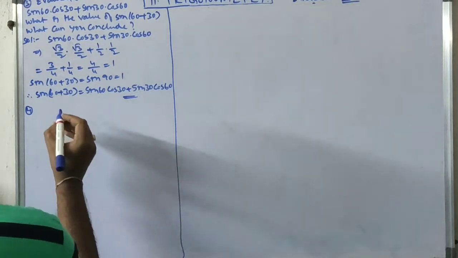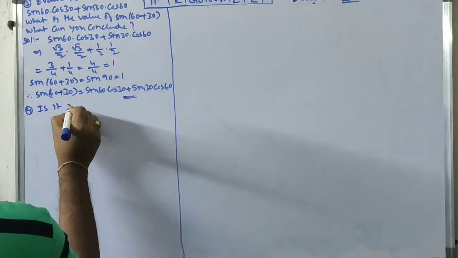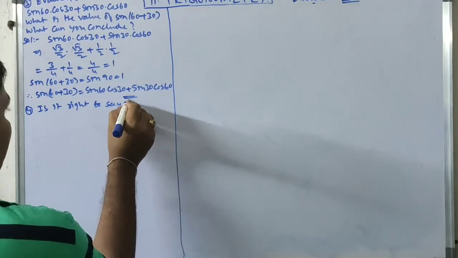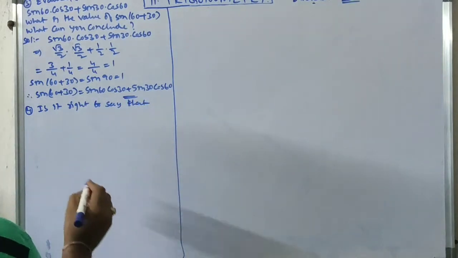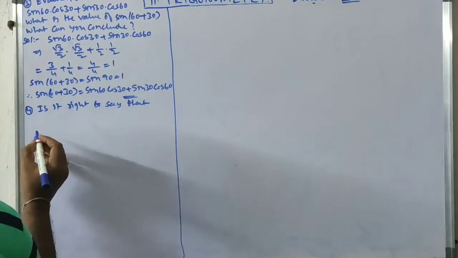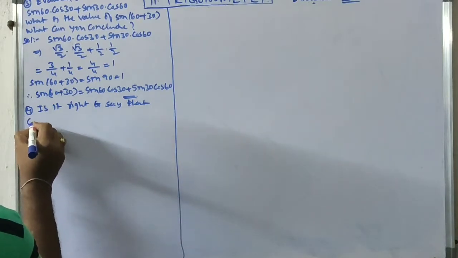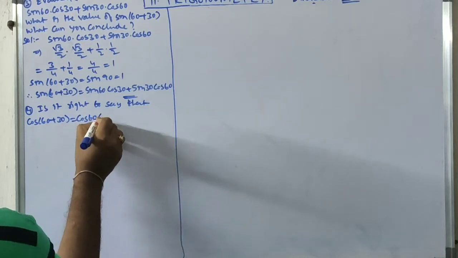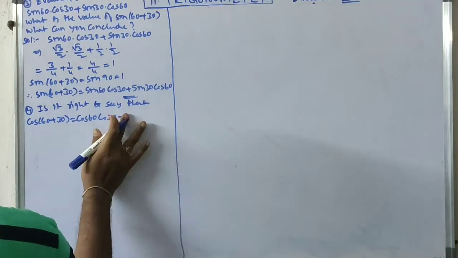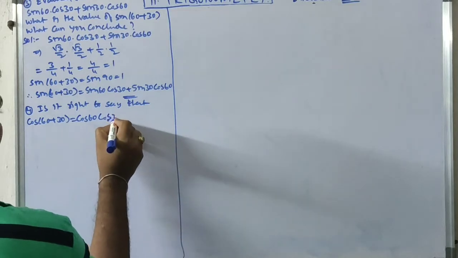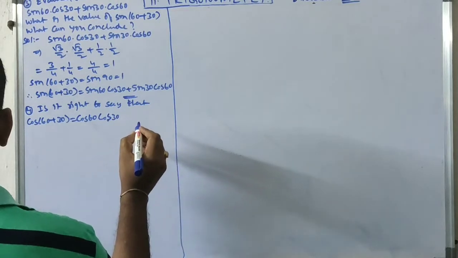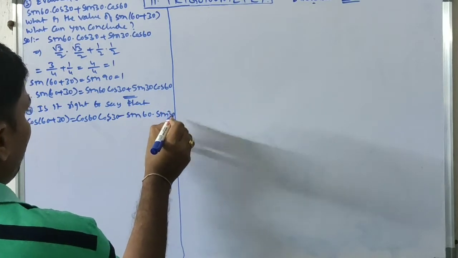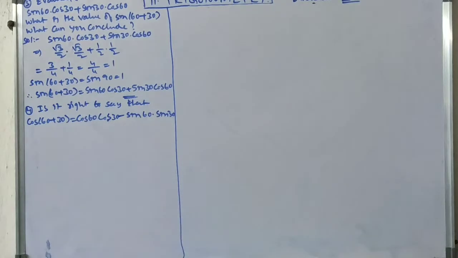Next, the fourth question. Is it right to say that cos of 60 plus 30 equals cos 60 cos 30 minus sin 60 sin 30? So we must decide whether these two are equal or not.